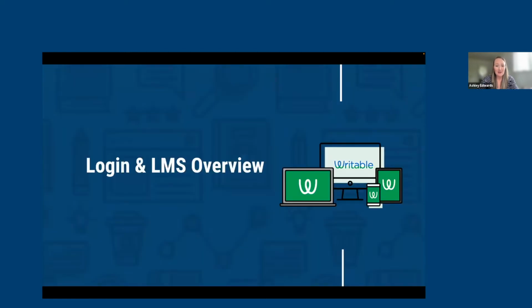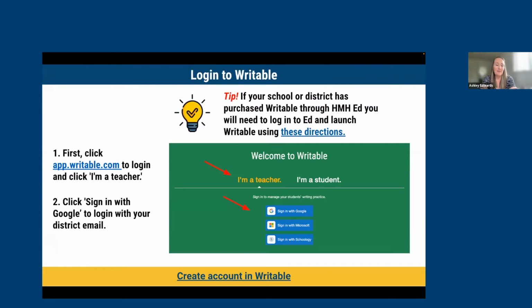So let's get started with logging in. To get logged into Writable, you'll navigate to app.writable.com. As you can see, there's I'm a teacher and I'm a student. Anyone who's not a student is going to log in as a teacher. So whether you're an administrator or a teacher, use I'm a teacher. From there, you'll click sign in with whatever platform your district uses. So sign in with Google or Microsoft, or if you use an LMS.